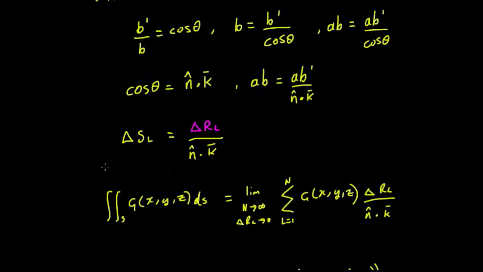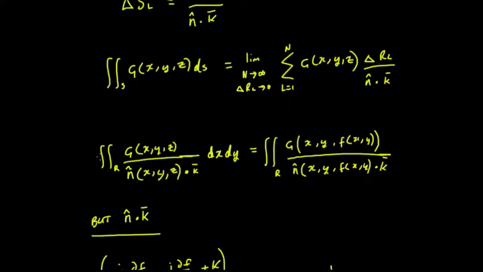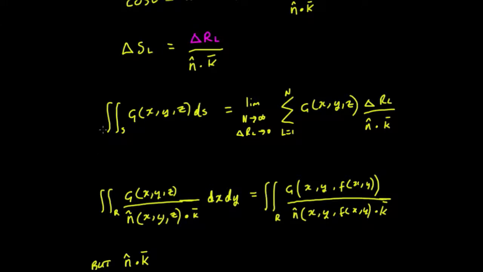So let's rewrite this out in full. If we had some scalar function g of x, y, z, and we're finding the surface integral over some surface, then we can write that as the sum from l elements 1 to n of the scalar function times delta R_l upon n dot k.